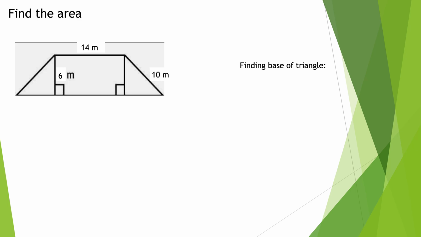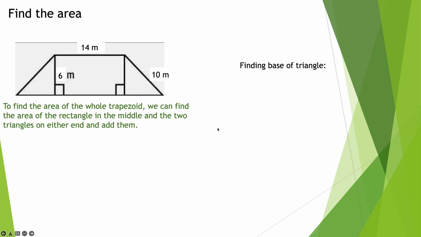Find the area of this particular figure. Go ahead. Stop and start time. Okay, so to find the area of the whole trapezoid, we got to find the area of the rectangle in the middle, and then don't forget the triangles on the sides. So the area of the rectangle is going to be 6 by 14, 6 meters times 14 meters. And as we practiced last week, 6 times 14 is 84, and meters times meters is meters squared.